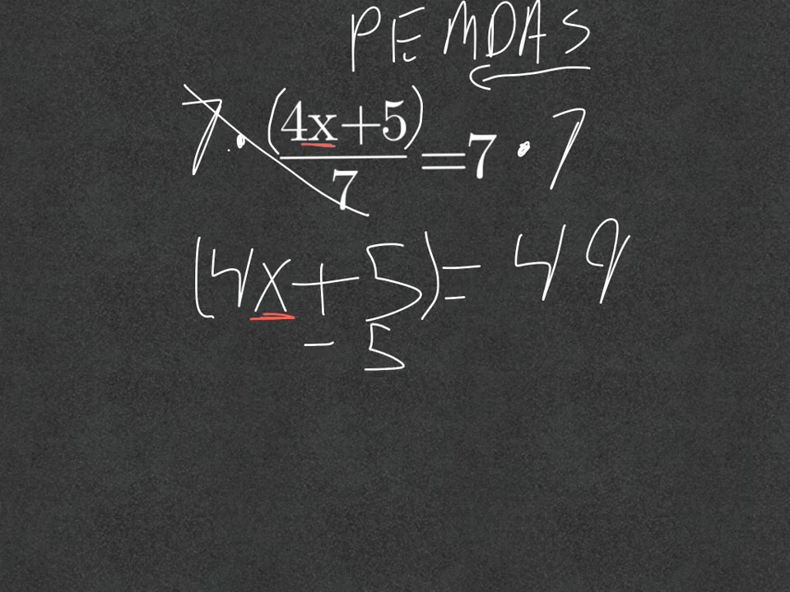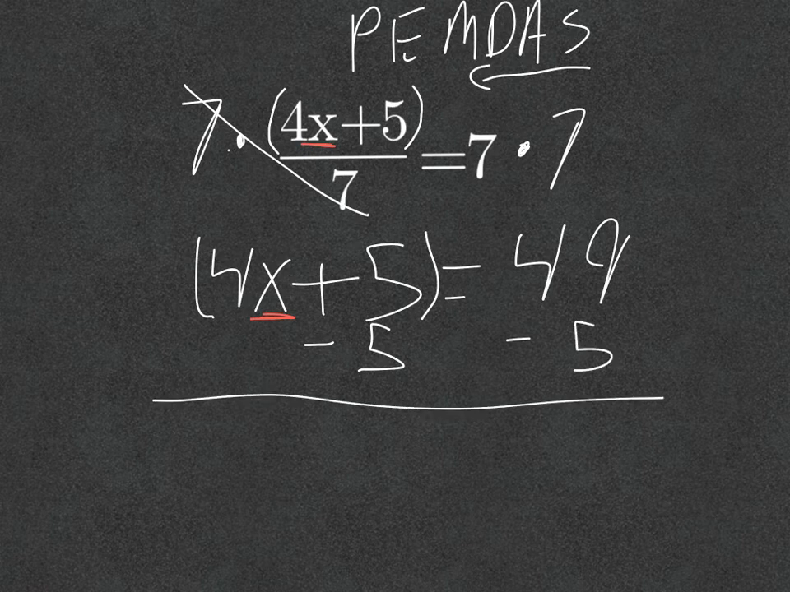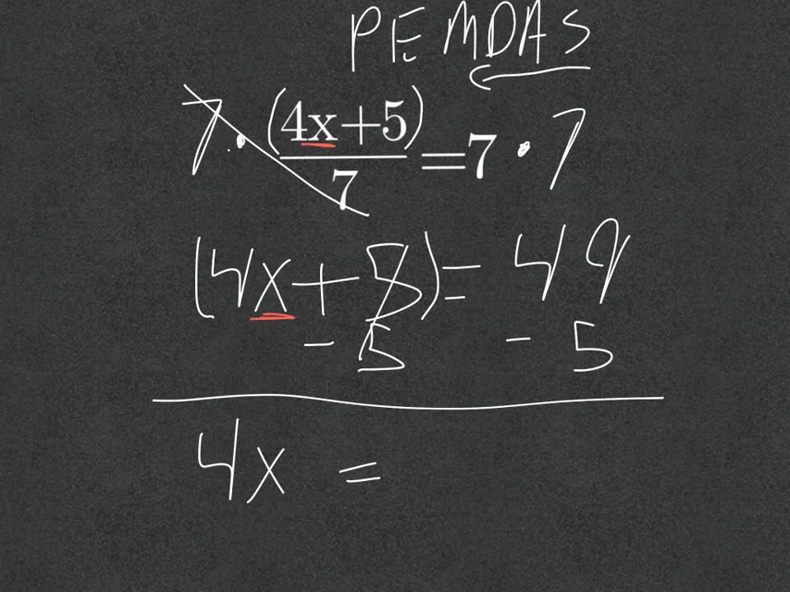We subtract 5, right? They're going to cancel out to 0. Anything minus itself is just 0. So we're left with 4x. These cancel. Equals 49 minus 5 is 44, okay?